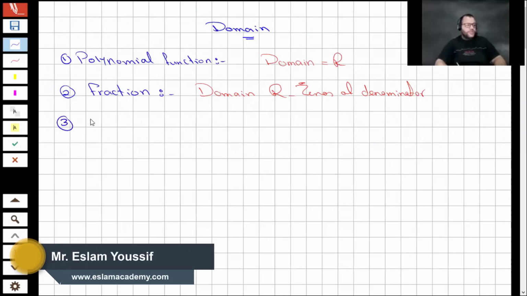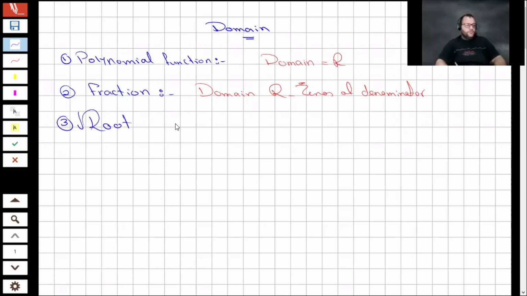If the function is written under the square root, the domain will be from 0 to infinity. The expression under the square root must be more than or equal to 0. What if we have a fraction and the expression under the square root?